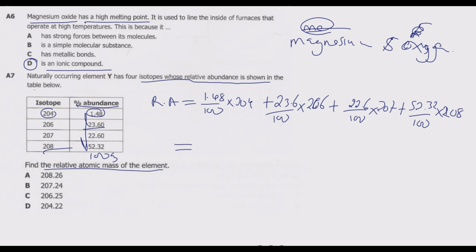What we are going to find is 207.2428, which is the same as 207.24 to 2 decimal places. Then we come and check here, we find that B is the correct answer. So what is important here, always with this question, is to multiply each by its percentage, then add the products. Then what we are finding is the weighted relative atomic mass.